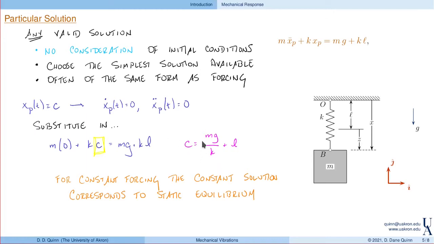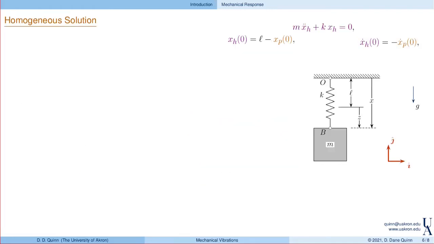So here we have our particular solution. In general, the particular solution is a function of time. In this case, it happens to be constant. But of course, a constant is still a function of time. Now let's turn to the homogeneous solution. So here it is again. This is the homogeneous equation that we found earlier.